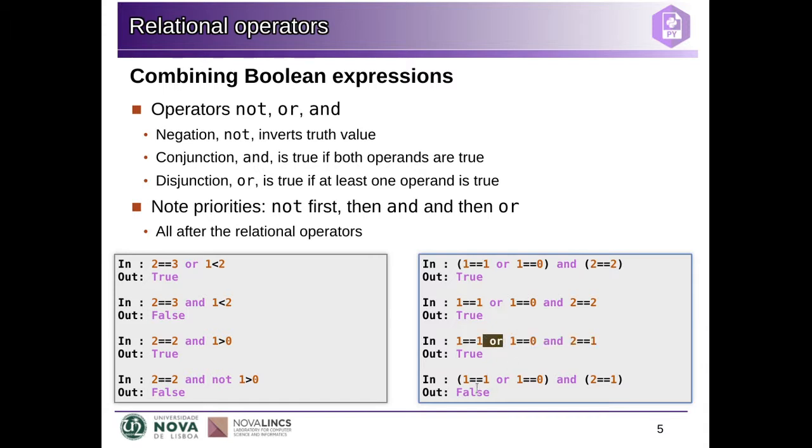However, if we put parentheses like this, then this becomes true because 1 equals 1 is true and 1 equals 0 is false, and with the or this expression is true. But now when we do the conjunction with 2 equals 1, the whole thing becomes false. So remember the ordering of the priorities, and also if you have complex expressions, use parentheses to make sure it's doing what you want it to do.